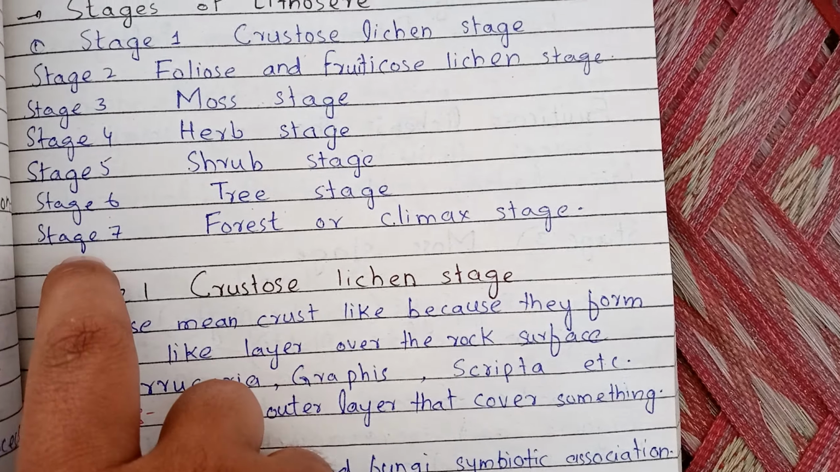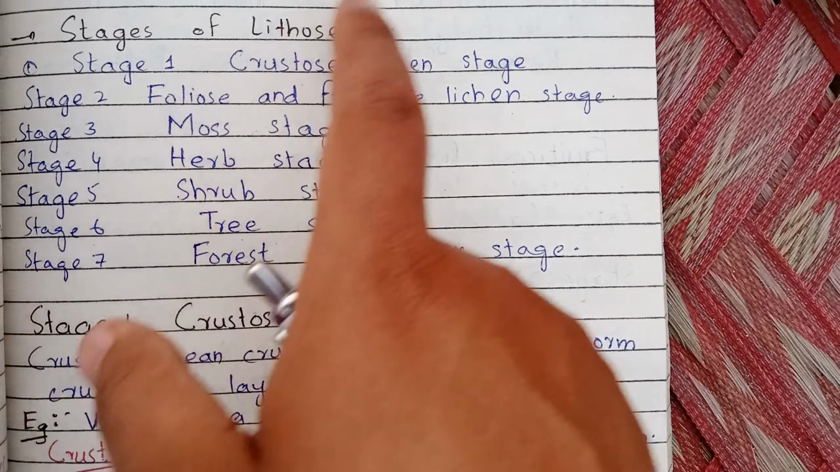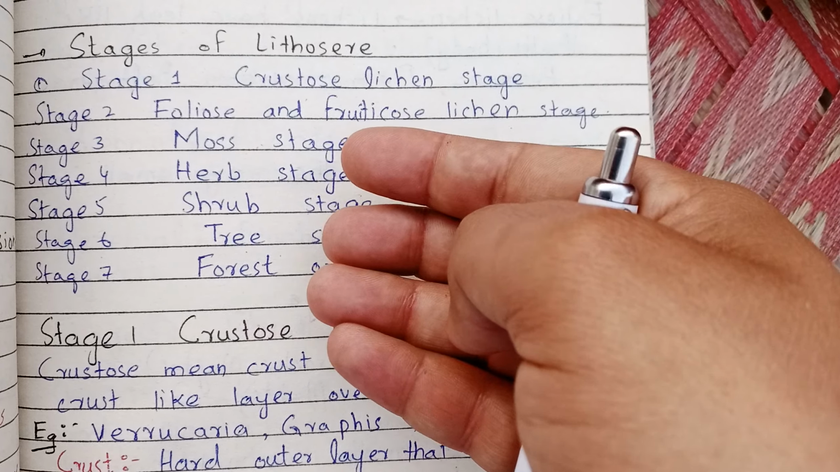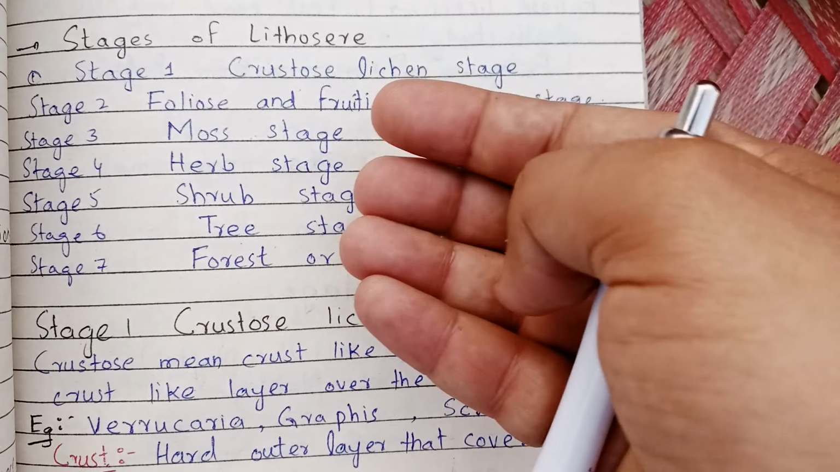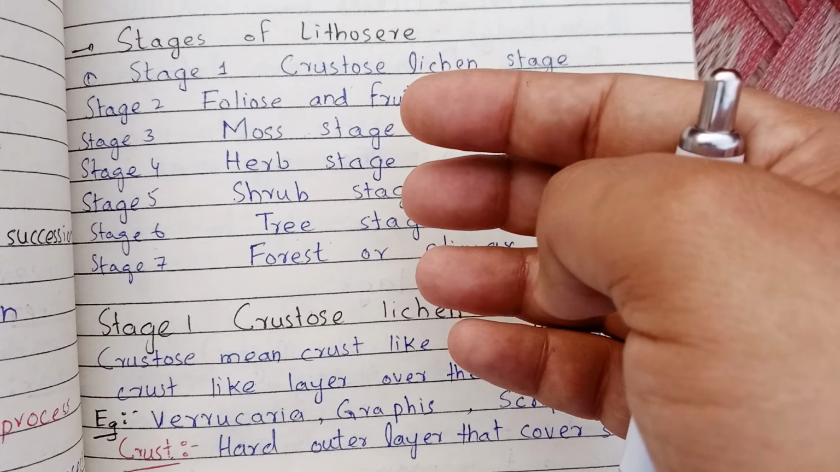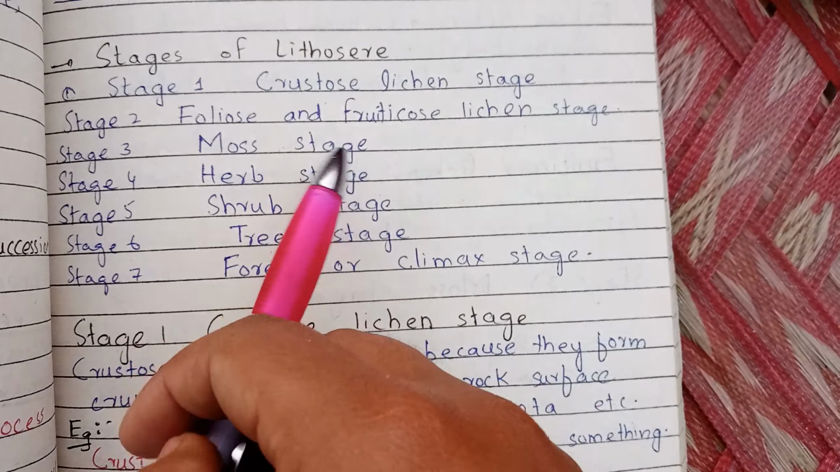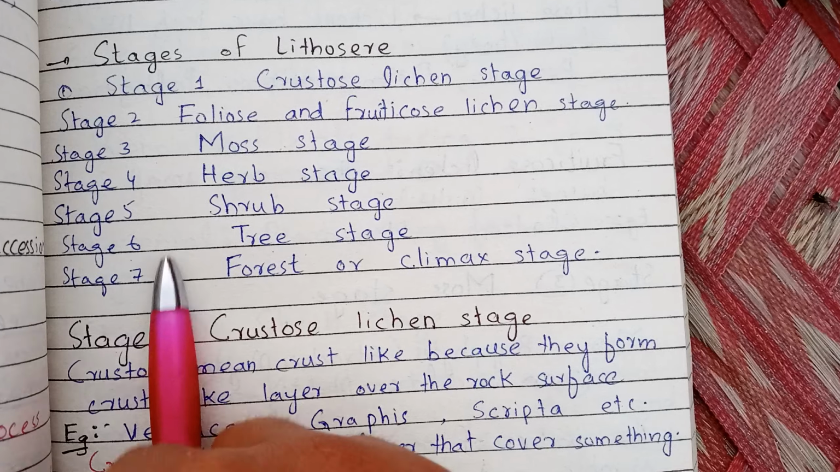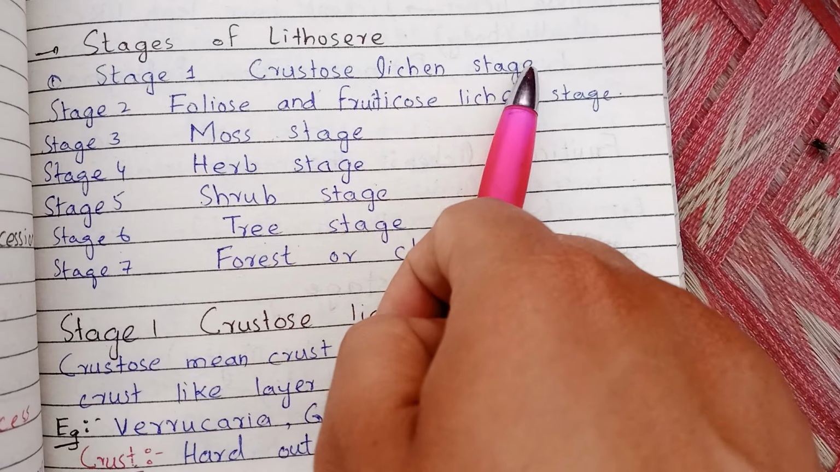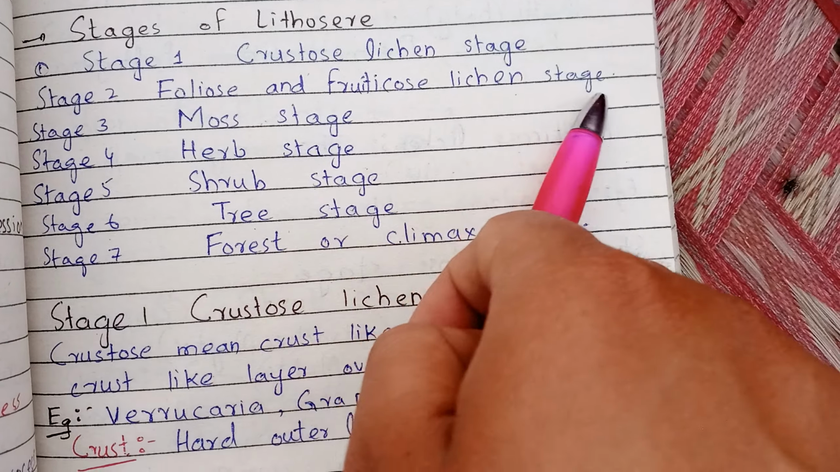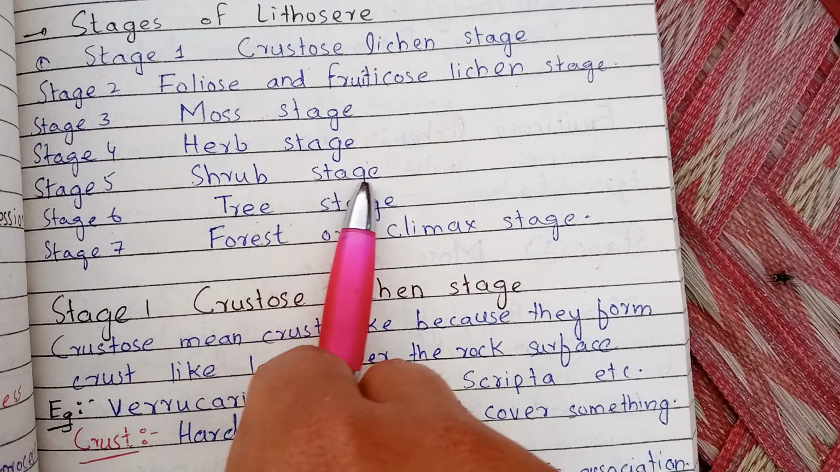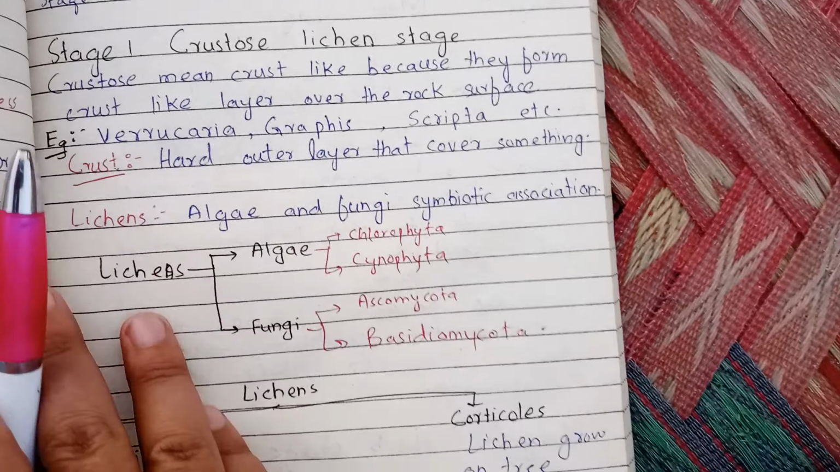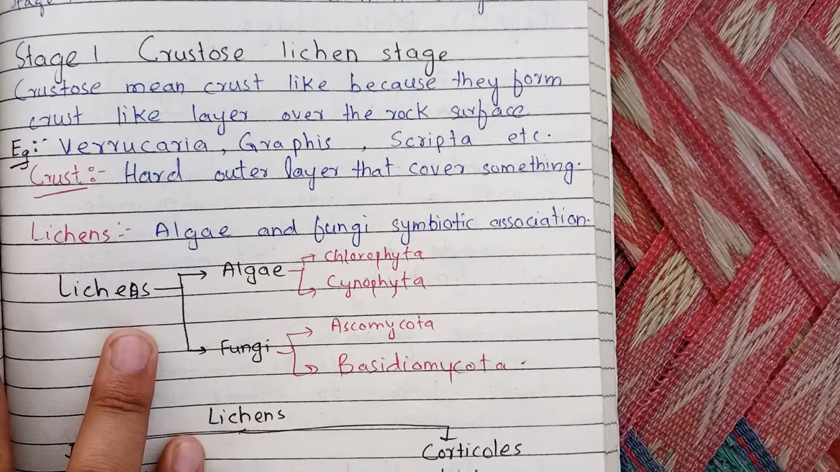There are 7 stages of lithosere. It means the series of changes that occur on rocks in the succession are discussed in these 7 stages. The first is the crustose lichen stage, second foliose and fruticose lichen stage, then moss stage, then herb stage, then shrub stage, then tree stage, and then forest or climax stage. First of all, we will start with stage 1, the crustose lichen stage.